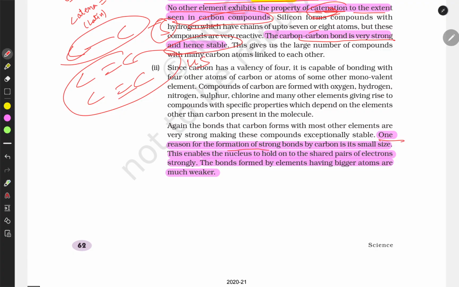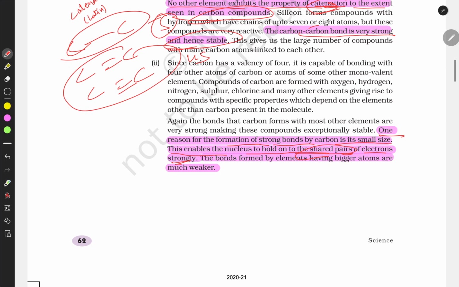One reason for the formation of strong bonds by carbon is its small size. This enables the nucleus to hold the shared pair of electrons strongly. So the shared pair of electrons is held so strongly by the nucleus that it forms a strong bond between them. The bonds formed by elements having bigger atoms are much weaker, because the nucleus does not have much ability to hold these electrons.